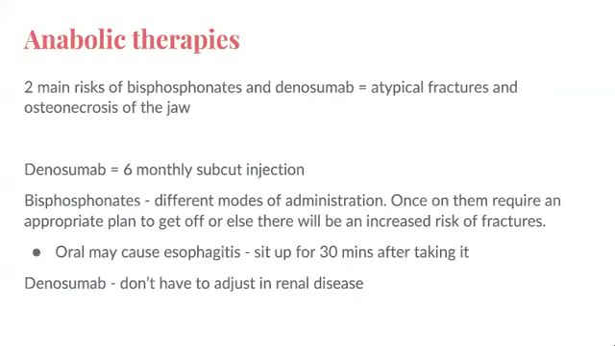So the two main risks that you want to know for bisphosphonates and denosumab are atypical fractures. So fractures, I guess, it's kind of in the word, you wouldn't expect, like femoral shaft fractures in particular. And these fractures can often be quite more problematic and harder to manage. And the other complication is osteonecrosis of the jaw. The difference between denosumab and bisphosphonates: denosumab is a 6 monthly subcutaneous injection. Bisphosphonates are oral or IV.